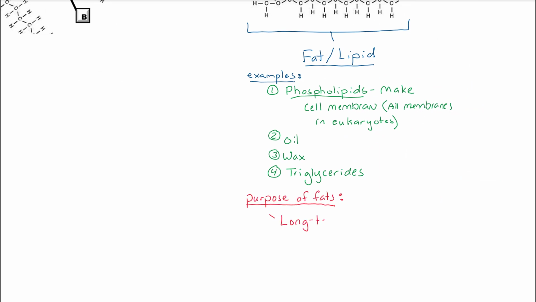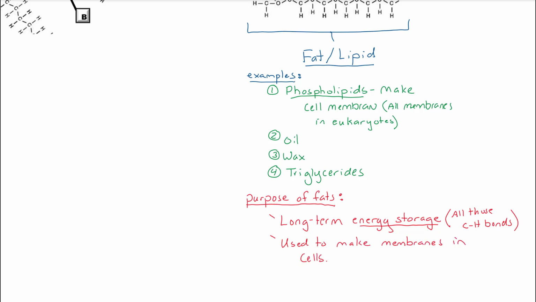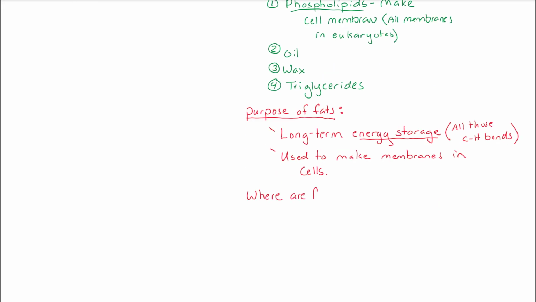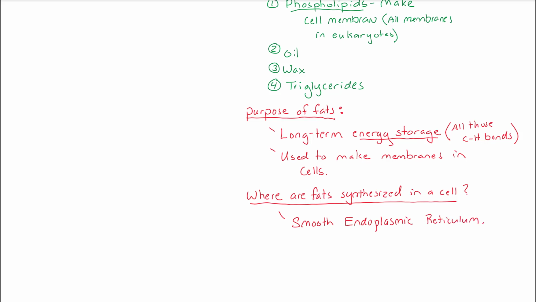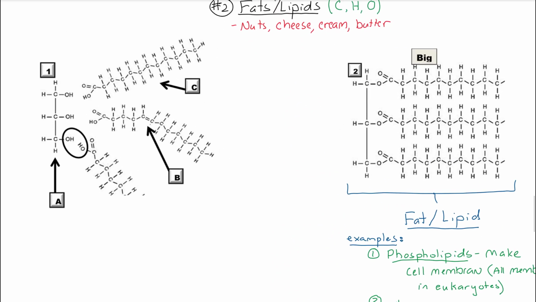What's the purpose of fats in the first place? Why have them? They store energy for the long term. They are also used to make membranes, as we just said before. Next question, where are fats synthesized in a cell? They're made in the smooth endoplasmic reticulum. So let's see what happens when you break down this big fat. To break it down, you have to add water. That process of breaking down a molecule into smaller molecules is hydrolysis.